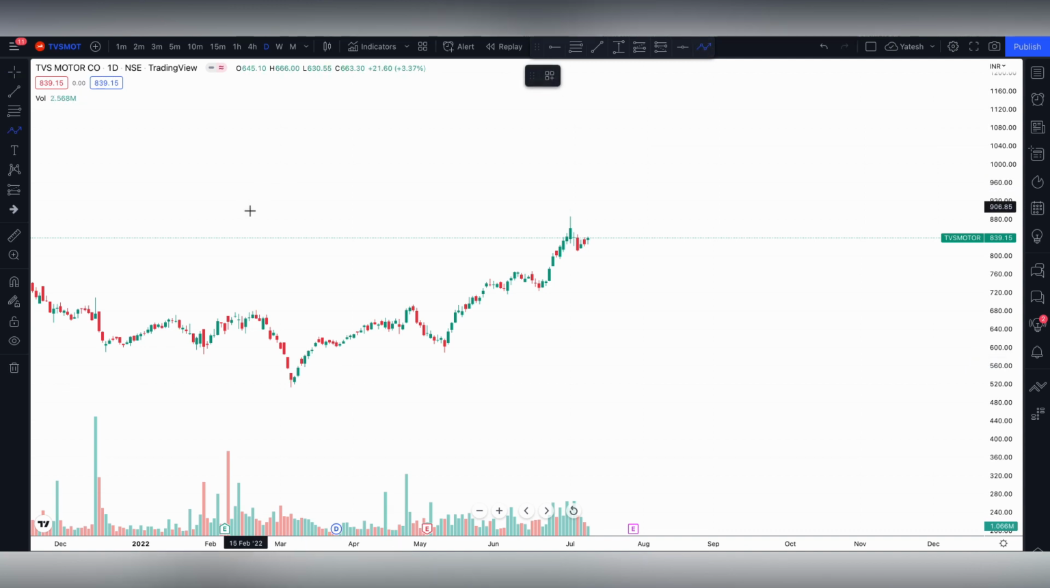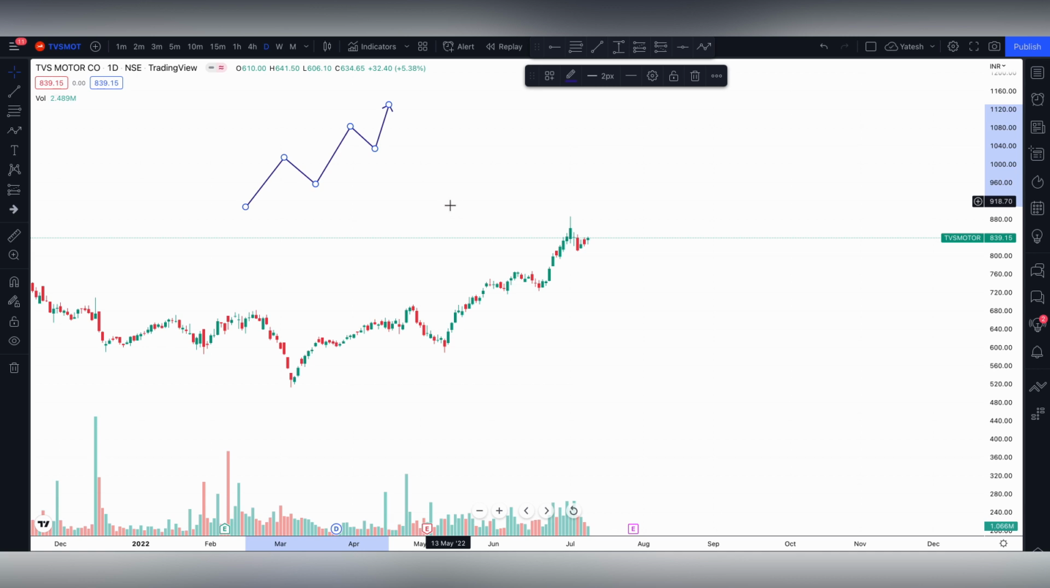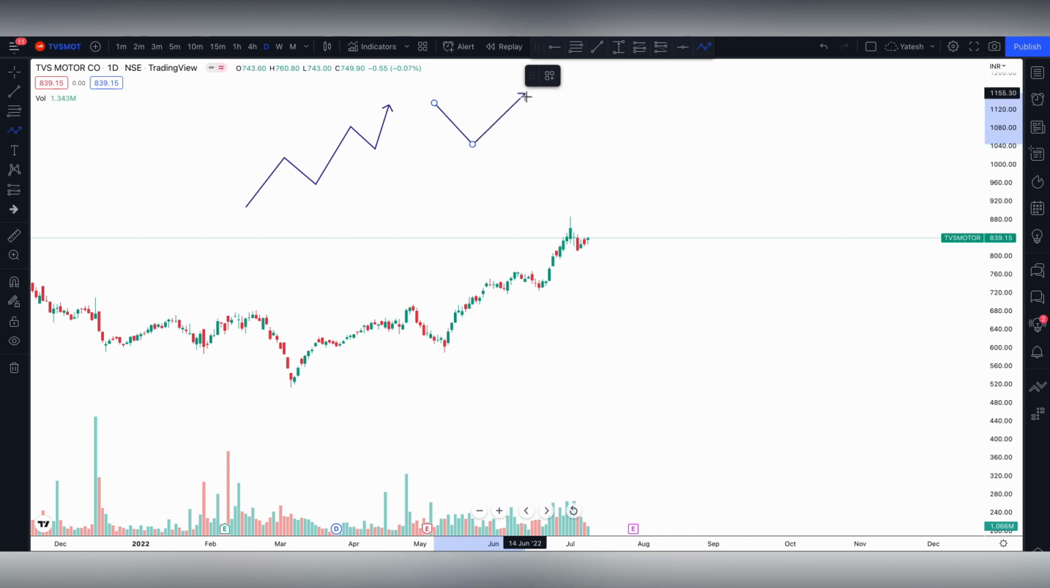Now if the stock is making a low, high, higher low, higher high, higher low and higher high like this, we need to only look for buying opportunities. Now if the stock is making a high, low, lower high, then we have to only look for selling opportunities. Identifying the market trend on a higher time frame is very important.